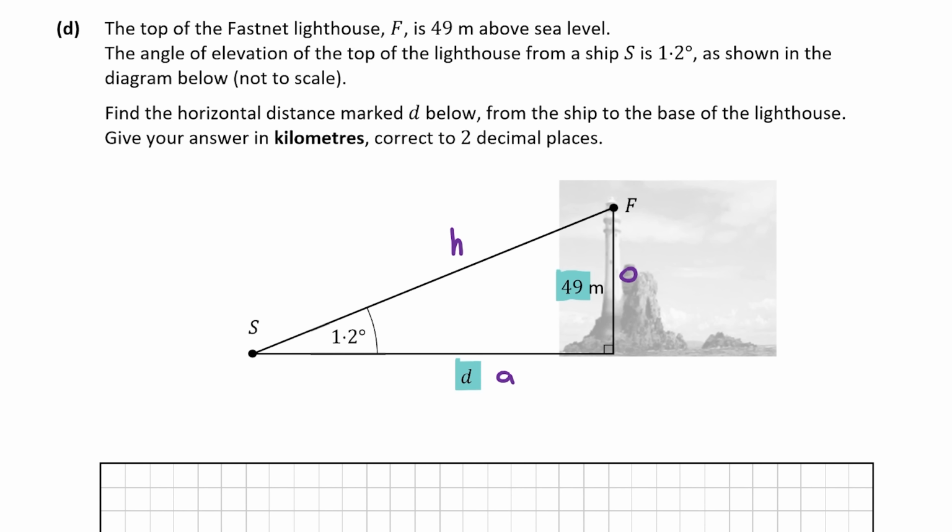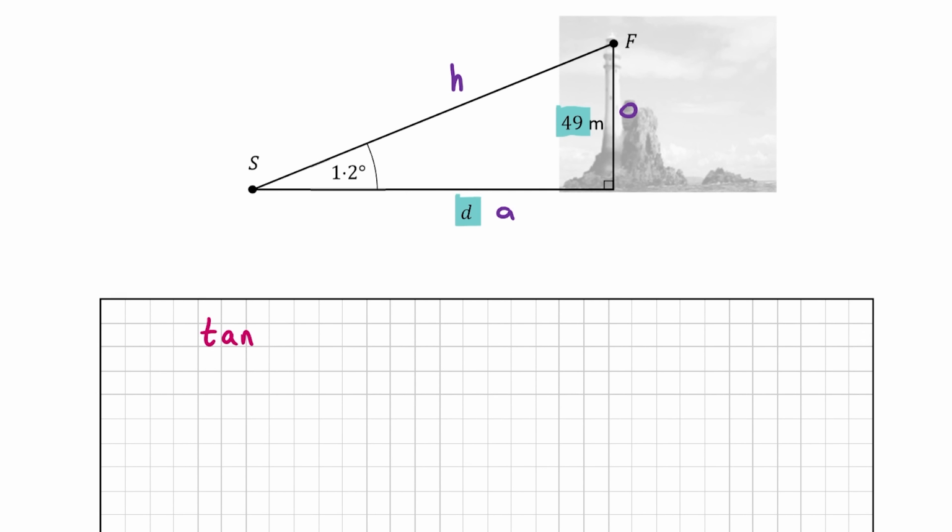If you forget that, remember what I said in part B of the question: tan theta is equal to O over A. So theta is 1.2, O is 49, and D is A. That's going to be tan of 1.2 equals 49 over D. I don't want the D underneath the fraction, I want D by itself, so you can multiply the fraction by the base of the fraction to get rid of the fraction.